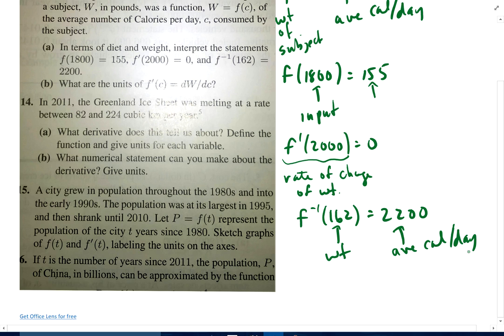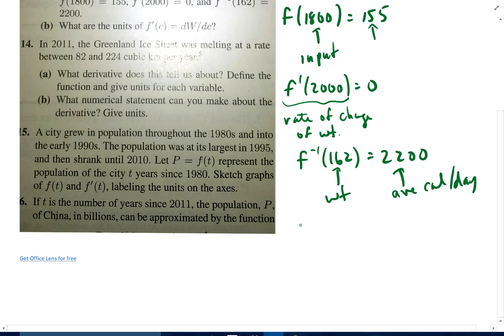Okay. What are the units of F prime of C, which is dW/dC, the other notation that we use? Well, this is pounds, and C is calories per day. I should say average. So F prime of C is the number of pounds per average calories per day.